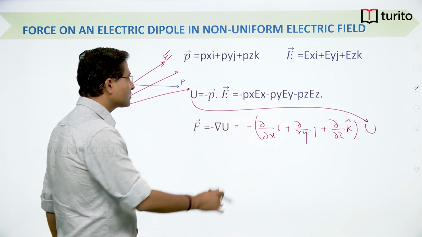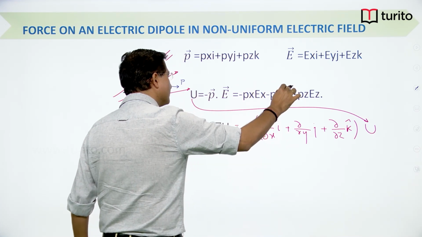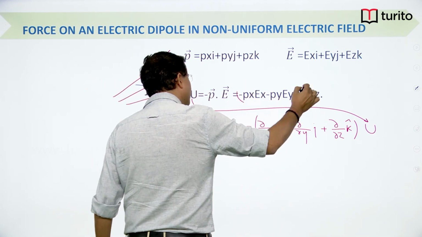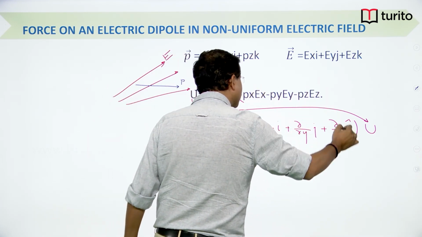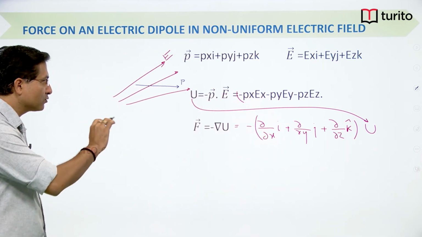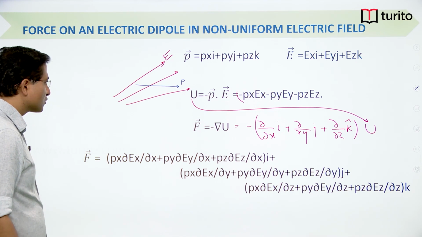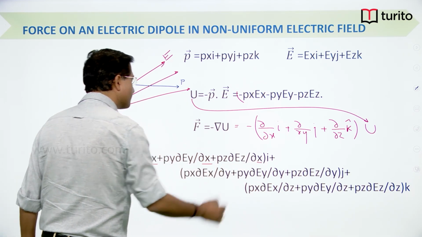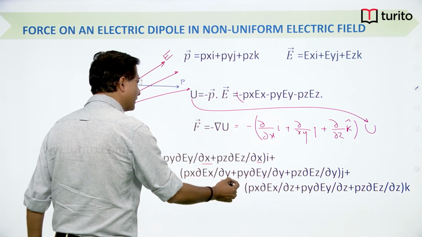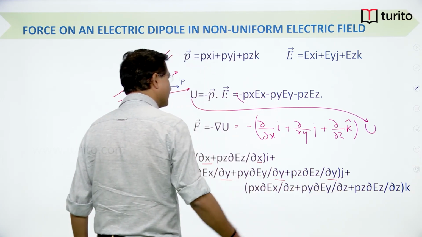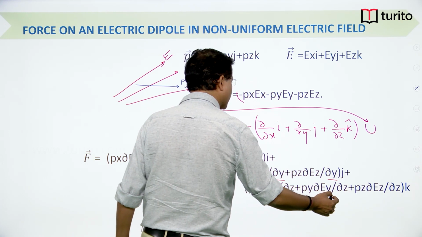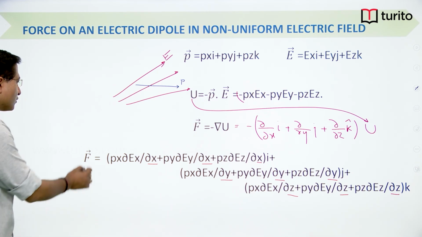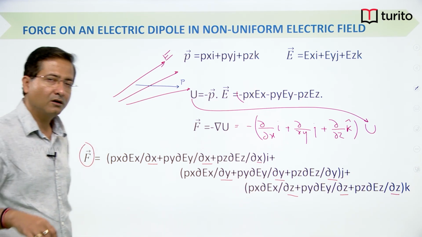If you look at this whole term, it will be differentiated with respect to x, this whole term will be differentiated with respect to y, and this whole term will be differentiated with respect to z. So if you substitute the value of U, something like this you will get. The whole term, partial differentiation with respect to x, then y, and then with respect to z, we are differentiating all the terms partially, right. This way we can find out the force acting on a dipole placed in a non-uniform field.